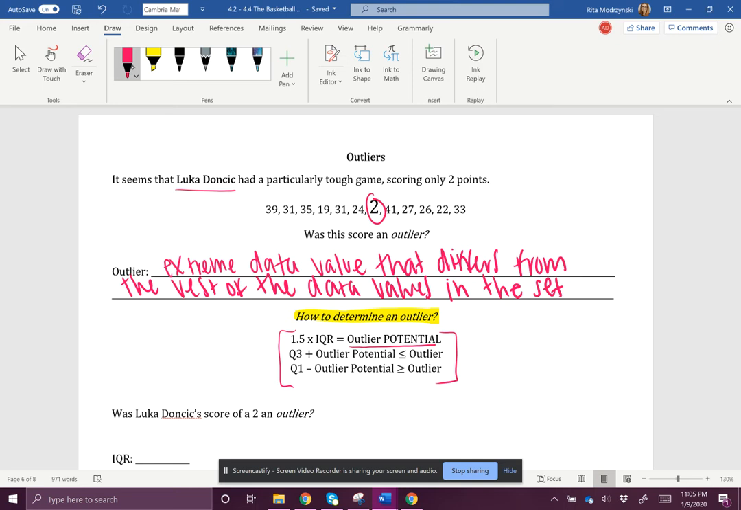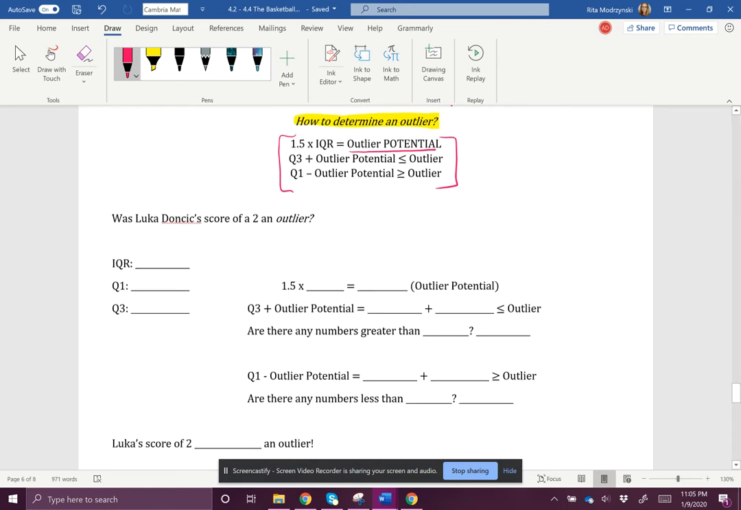From there, you're going to take your Q3 and add that outlier potential. Any number that's greater than or equal to that outlier potential plus Q3 is considered an outlier. We're going to take that same outlier potential and subtract it from Q1. Any number that's less than or equal to that number is also going to be considered an outlier. I know when you look at that, it sounds kind of confusing, but when we see it in practice, it's not so bad. So let's take a look.